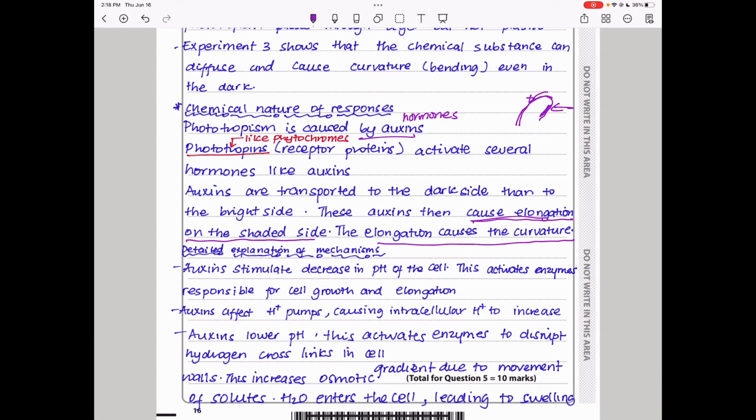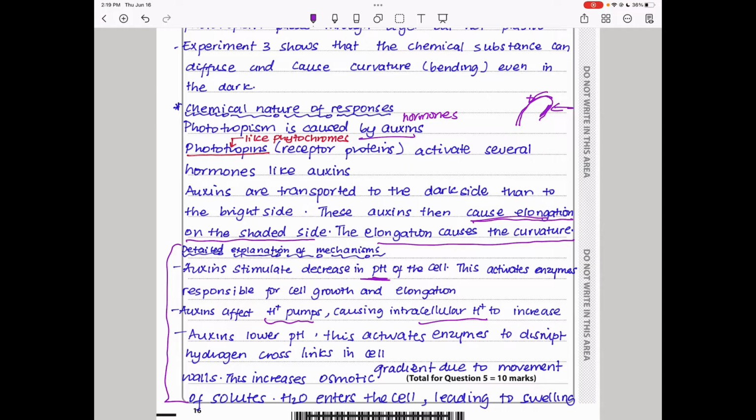And always when they ask you these 6-mark questions, you have to give a detailed explanation of why this occurs. Here, I wanted to explain in relation to the cell membrane and the cell wall, and how they are going to be changed in order to cause the elongation. So auxins stimulate a decrease in pH of the cell wall, and this will activate the enzymes responsible for cell growth and elongation. The auxins affect hydrogen ion pumps, causing the hydrogen ions to increase. And when these hydrogen ions increase, the pH is going to be lowered. Lowering pH activates enzymes, because different enzymes operate in different pH ranges.